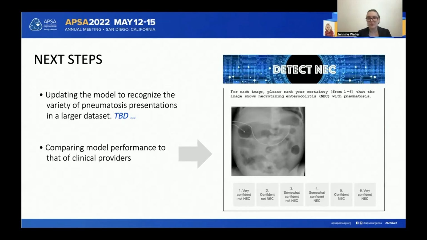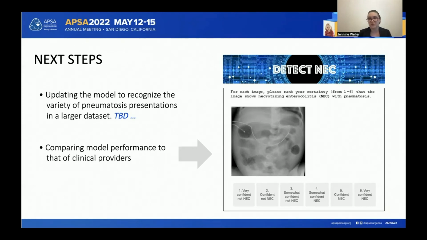So can we use this model in clinical practice? Not yet. This was a pilot study, and we need to next update the model with more images so that it can recognize pneumatosis in more real-world settings. In parallel, we're also comparing this model to the performance of providers to see if it would have clinical utility.